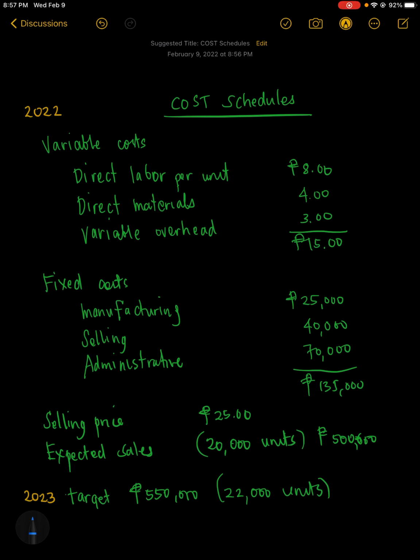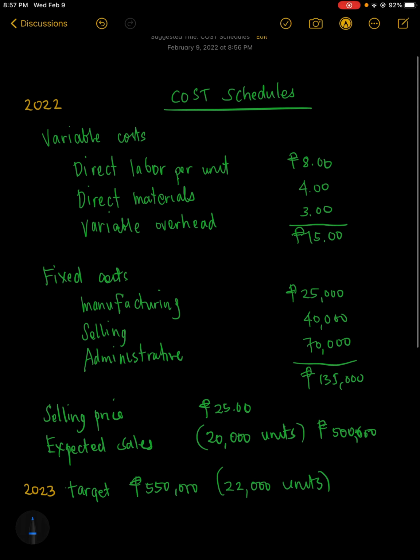ang aking variable cost, direct labor of 8 pesos, direct materials of 4, variable overhead of 3 pesos per unit with a total of 15 pesos. For my fixed cost, I have manufacturing fixed cost of 25,000, selling and administrative of 40,000 and 70,000 respectively for a total of 135,000.